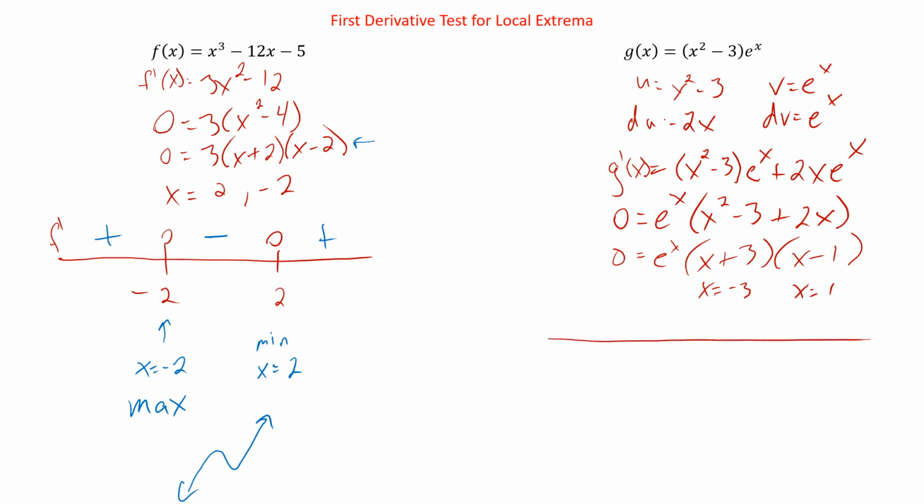So we can make our sign table. We have -3, and we have 1. So g prime is 0 at these two. We can plug in values of something less than -3. Again, e to the x will always be positive, so it will not affect the sign. Something less than -3, we have a negative times another negative, so that'll be a positive. Something in the middle, like 0, a positive times a negative is a negative. And then something above 1 will have a positive times a positive, which is a positive. So we'll have a max at -3 and a minimum at x equals 1.